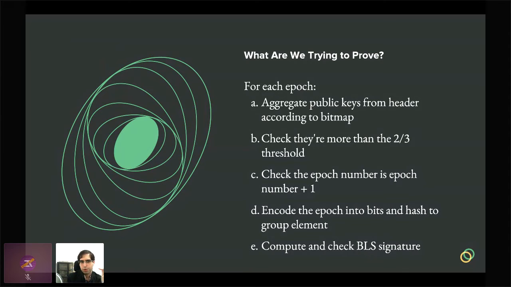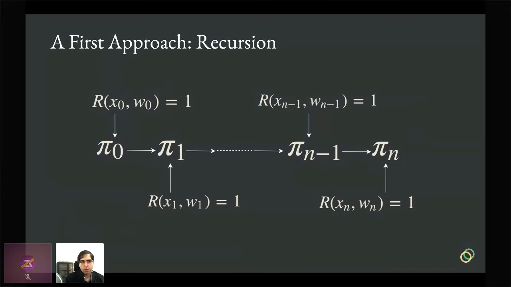Now, if we perform these steps for each epoch inside a proof, and we perform many of them inside a single proof, that means that I can completely hide all the intermediate processing from clients. So how would you do such a thing? A first approach would be to use recursion.